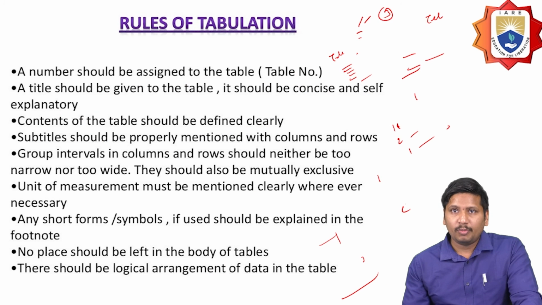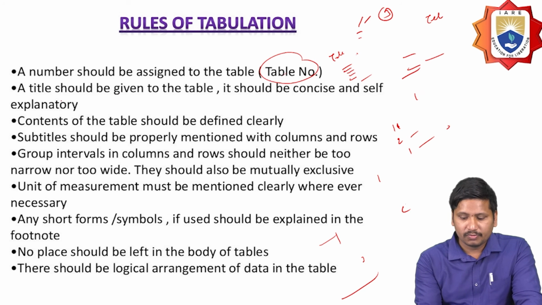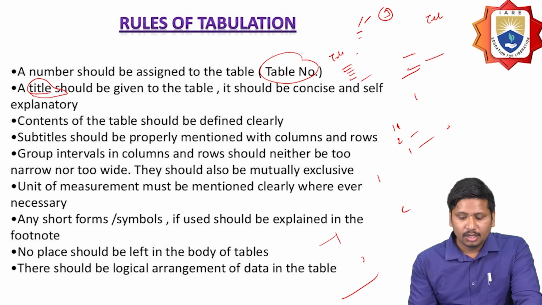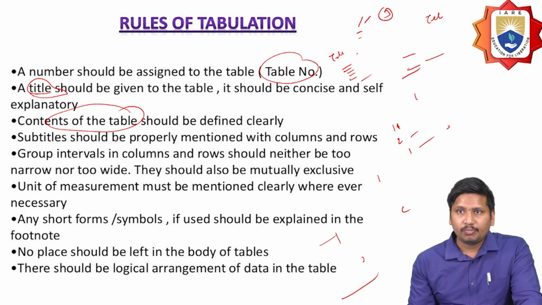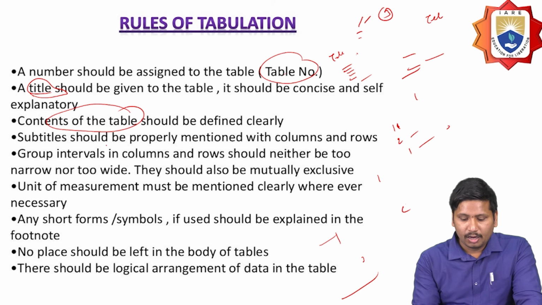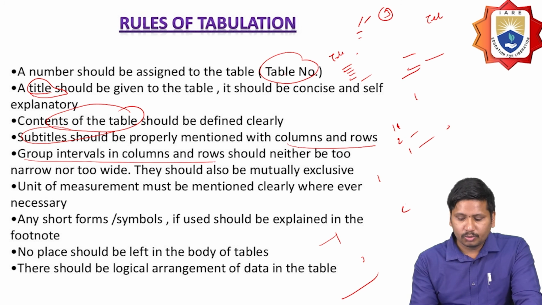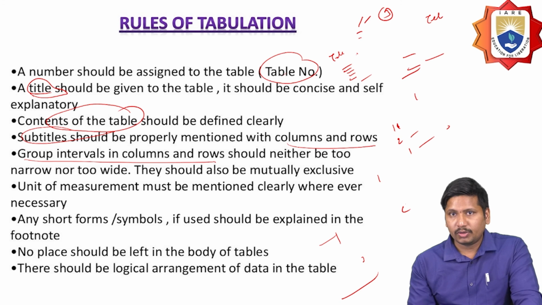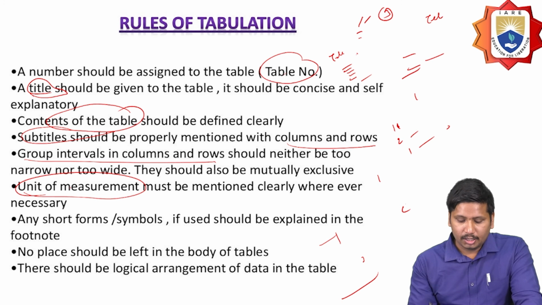And what are the rules you have to follow? The very first one is that the table number should be given first, and then you have to specify the title, and then specify the contents of the table very clearly. The subtitles should be properly maintained in rows and then columns, and the group intervals should be maintained properly, and unique intervals are the best to specify.